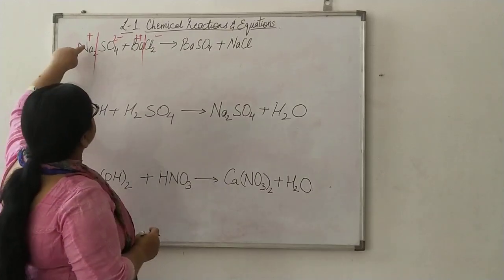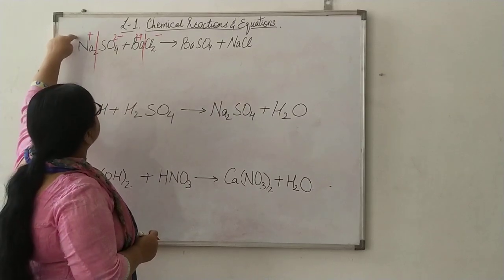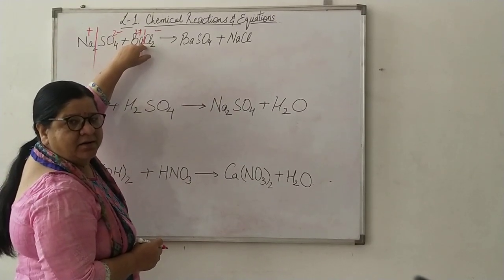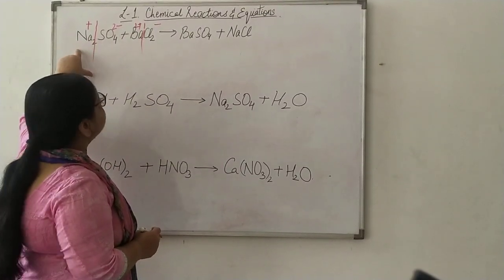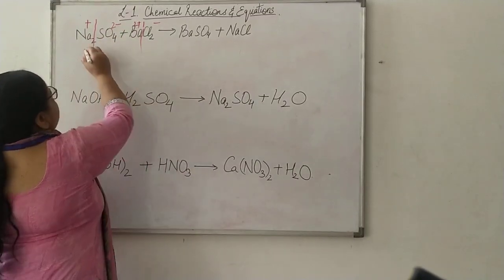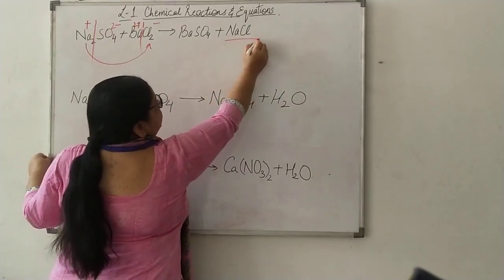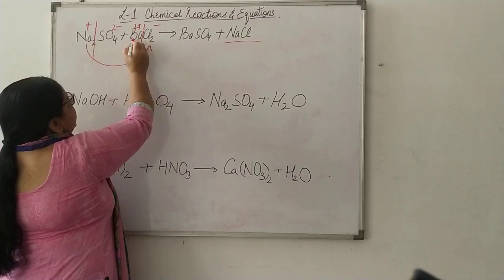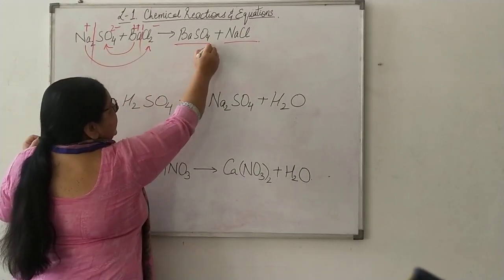So always the positive ion, that is the cation, will combine with the negative anion. Whenever we have to form the equations, we will see which one is the positive ion, which one is the negative ion, and we will combine them. So Na will combine with Cl and form NaCl. Same way, Ba will combine with SO4 and it forms BaSO4.